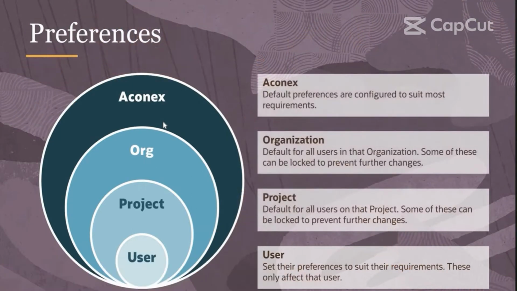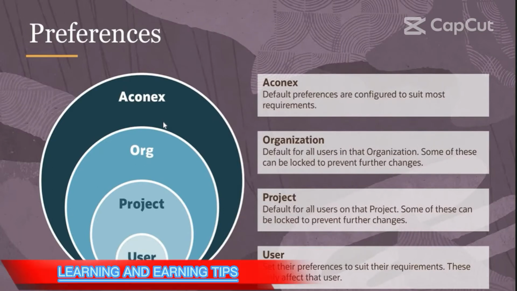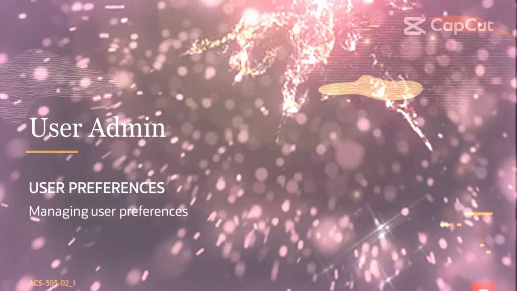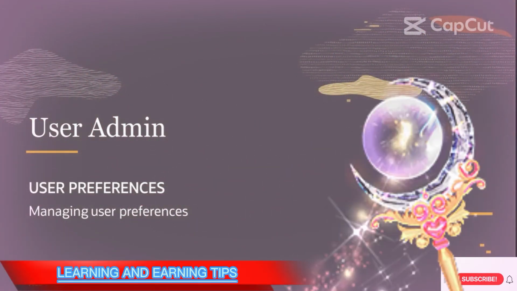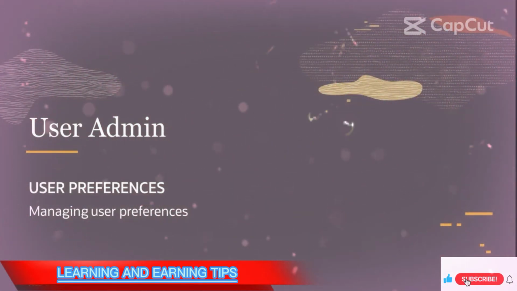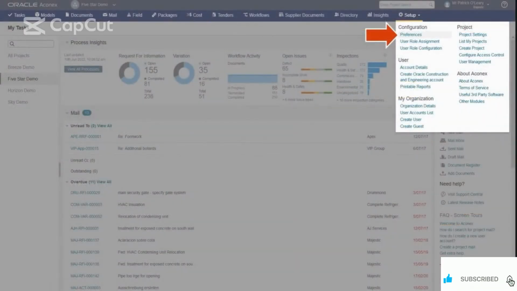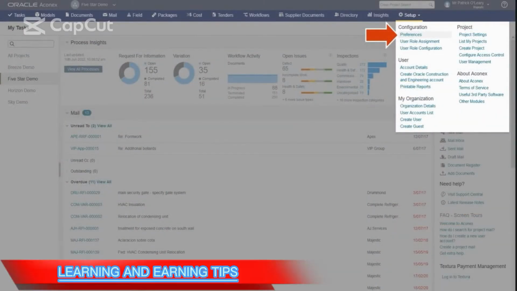As we said before, you probably won't be changing the preferences a lot, but it's good to know how the hierarchy works and how each level can affect the others. As an org admin, you can set various preferences for your team. Let's take a look. To manage preferences, we select the option via Setup.